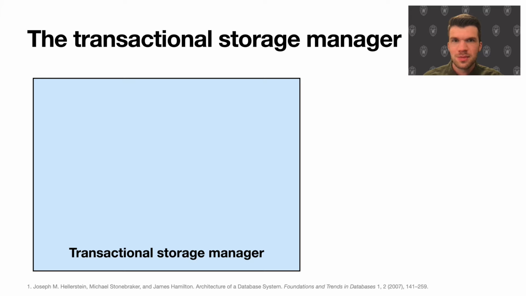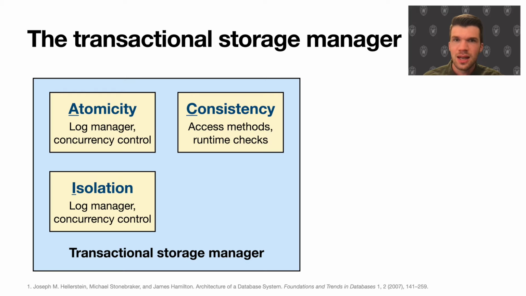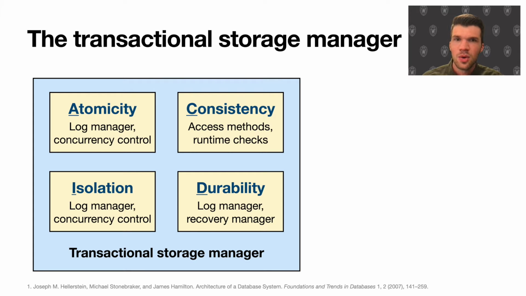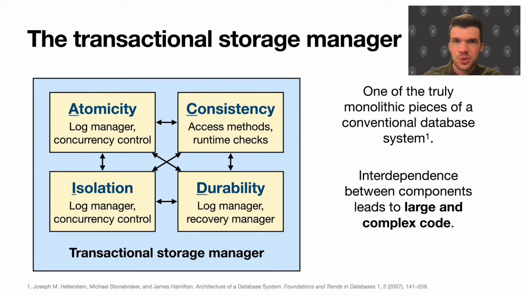Conventional database systems can often be broken down into smaller components that interact with each other via well-defined APIs. However, one of the truly monolithic components of a database system is the transactional storage manager. The transactional storage manager is responsible for providing the properties of atomicity, consistency, isolation, and durability. While we normally think of each of these properties as a separate entity, the components that provide these guarantees are often deeply intertwined. This interdependence between components may lead to large and complex code.